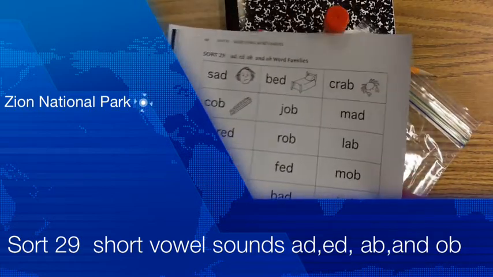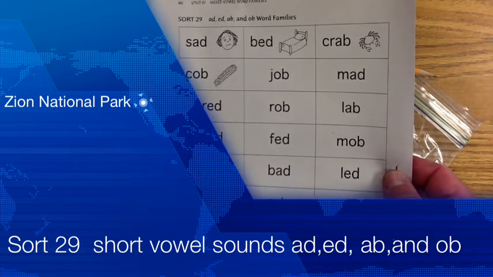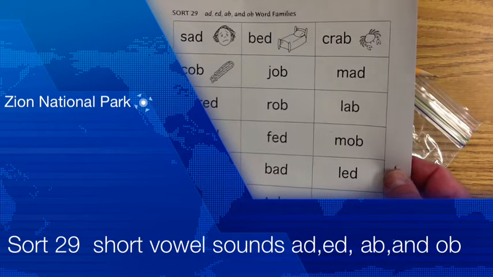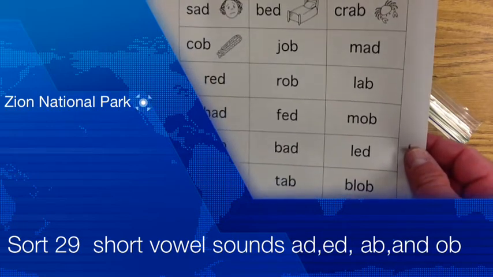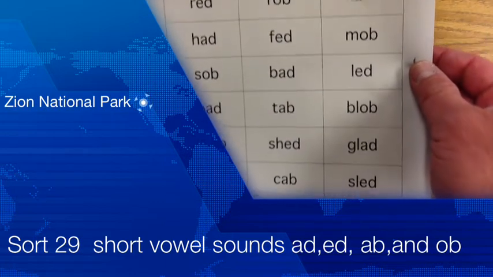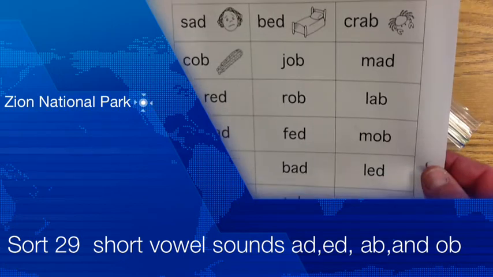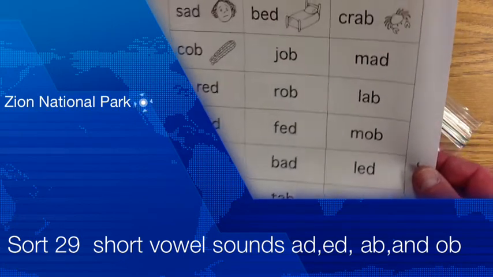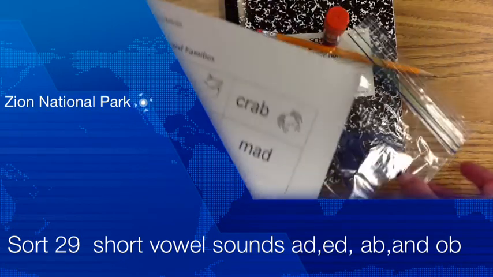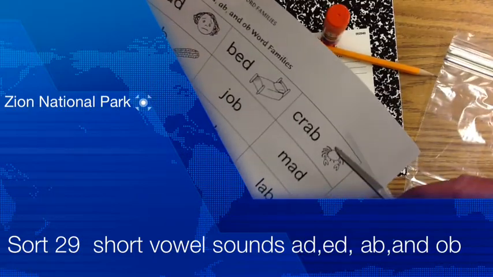It is sort 29, the AD, ED, AB, and OB word families. I'll just scan it here so you can see all of this week's words, the words that you'll be sorting and dealing with. All right, let's go ahead and take a second and cut our words. You guys know how to cut them out? Here we go.